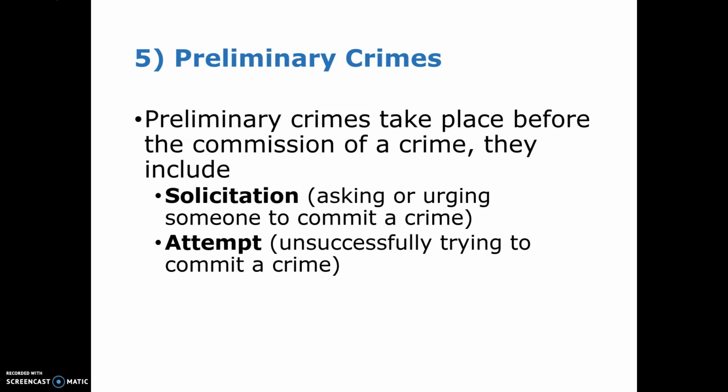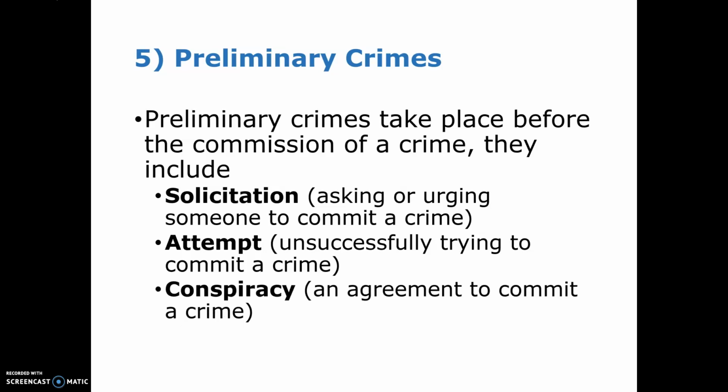Next one is an attempt. Now, you might have heard of this before. An attempt is where you do try to commit a crime, but you are unsuccessful in pulling that crime off. One of these that comes up probably more than others is attempted murder. If you try to murder someone, but you are unsuccessful, then you can't charge that person with murder necessarily because no one died. But you can charge them with attempted murder because an attempt is an unsuccessful attempt at committing a crime.